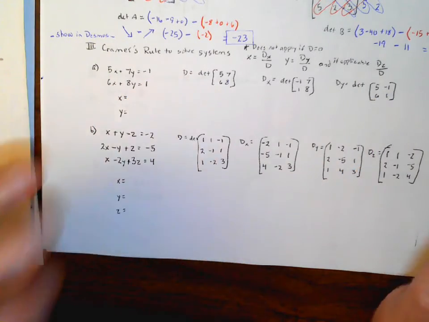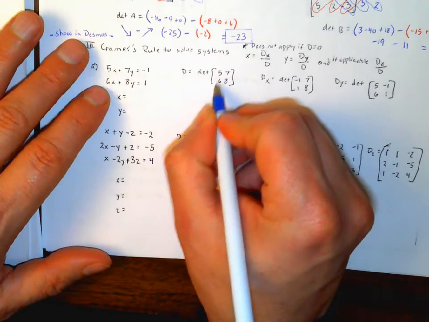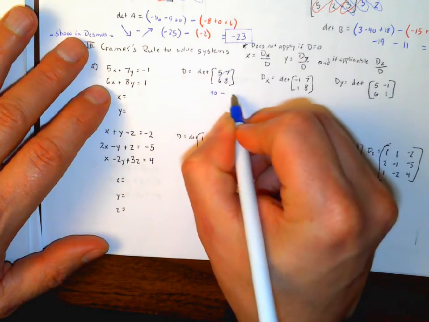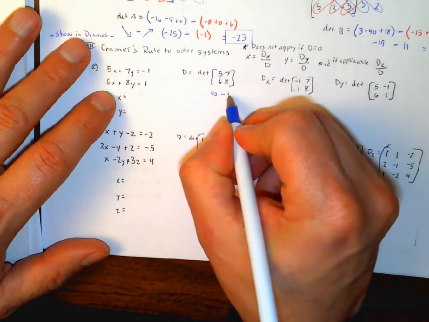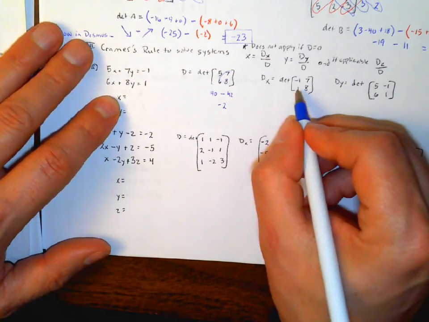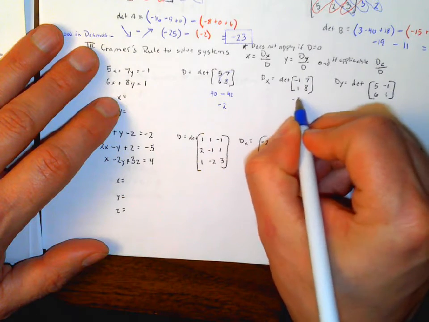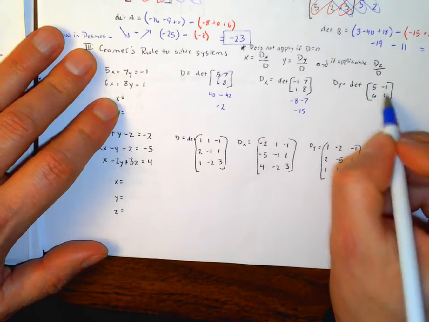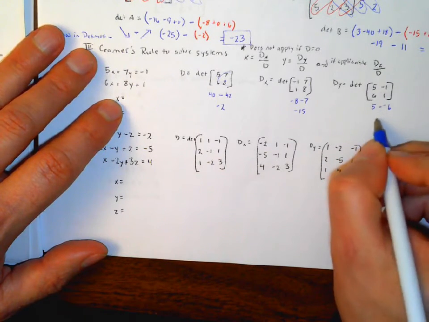Now, if I work out these determinants, this one here would be 5 times 8 minus 6 times 7, which is 40 minus 42, I get negative 2. We already did that one up top. The determinant here is negative 8 minus 7, which would be negative 15. And this determinant here would be 5 minus negative 6, which would be 11.